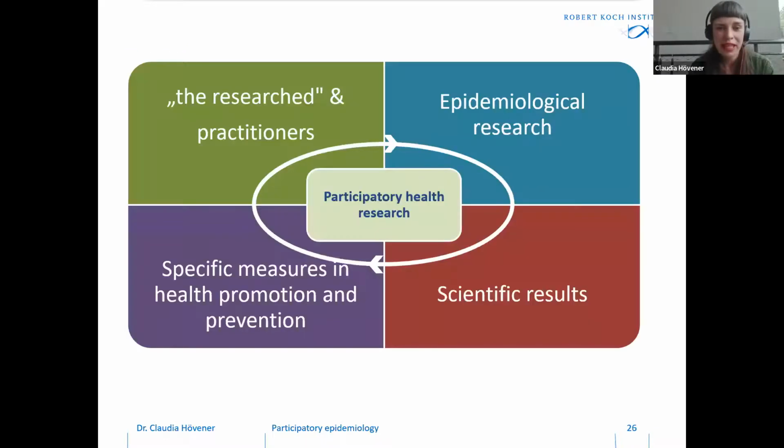So thank you. This is the last one. This is basically a small summary. So participatory health research: when we look at epidemiological research, we do research, we come up with scientific results, we develop specific measures in health promotion and prevention, and then this goes to the researched and practitioners. But then, ideally, from the populations themselves and from practitioners come new ideas and issues that should be tackled in epidemiological research. And then we get to scientific results. You see, that's a circle.